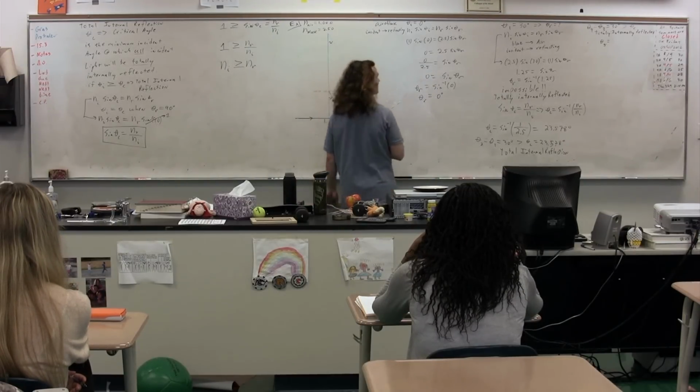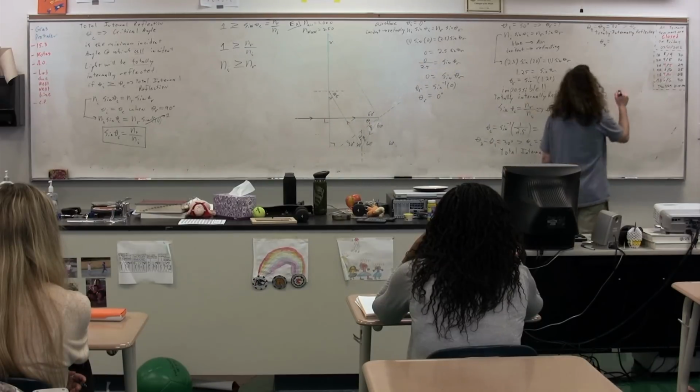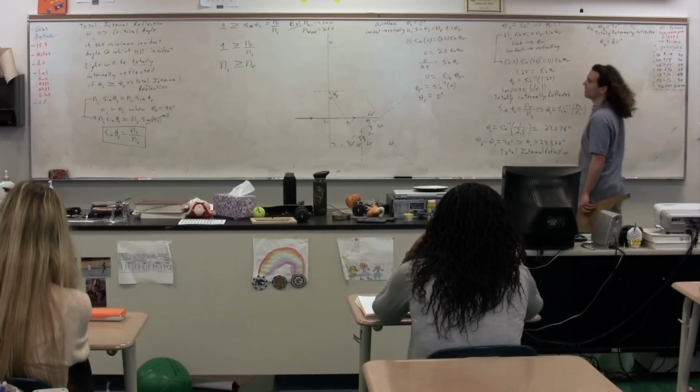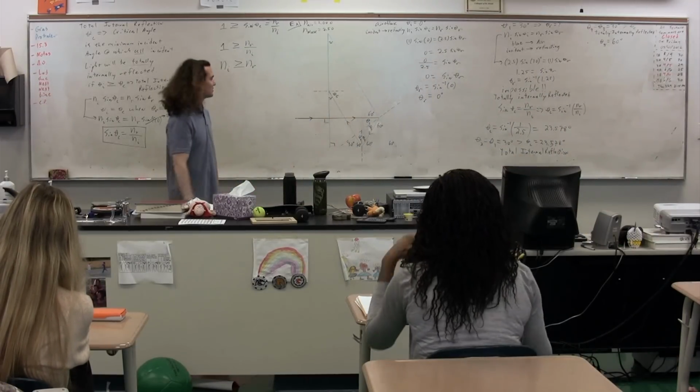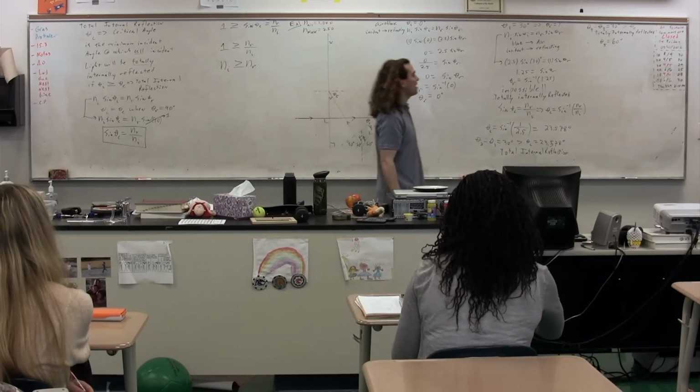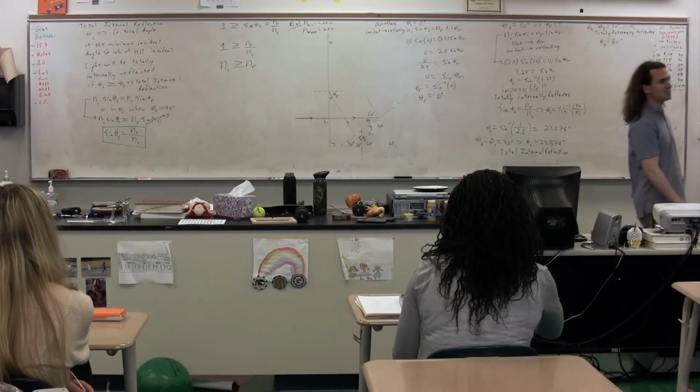Therefore, theta 5 is, Benedict? 60 degrees. Because of the 30 degrees, and we have a 90-degree angle right there because it's the normal. Therefore, we know theta 5 is equal to 60 degrees.